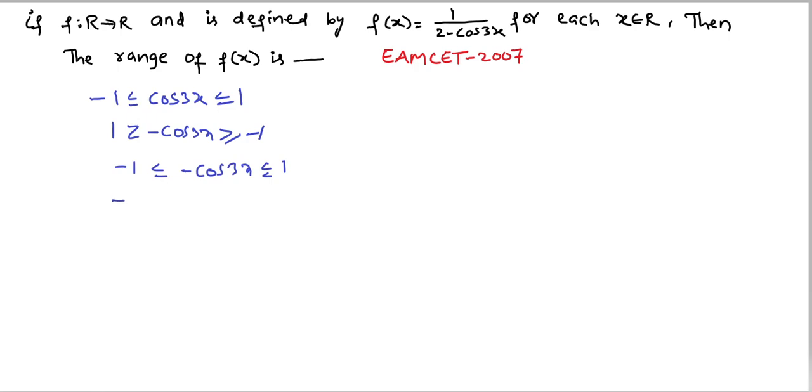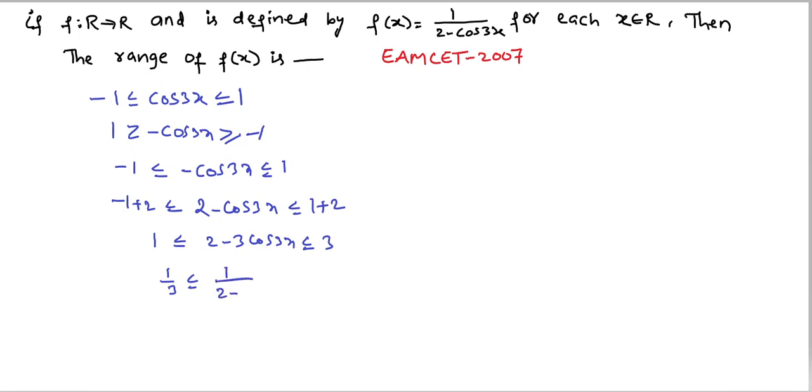Add 2, that is minus 1 plus 2 less than or equal to 2 minus cos 3x less than or equal to 1 plus 2, that is 2 minus 1 is 1, 1 less than or equal to 2 minus cos 3x less than or equal to 3, and take reverse, that is 1 by 3 less than or equal to 1 by 2 minus cos 3x, which is less than or equal to 1. Therefore range of the given function is 1 by 3 comma 1. This is the range of the given function.